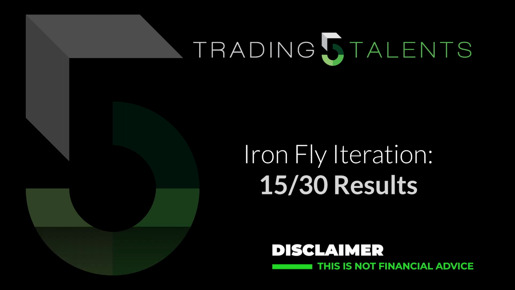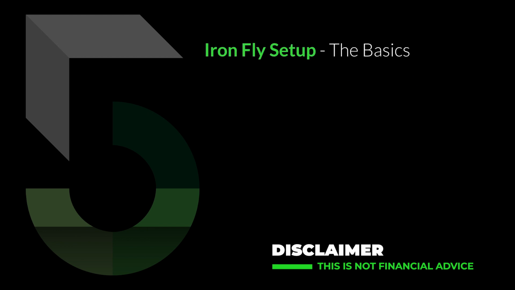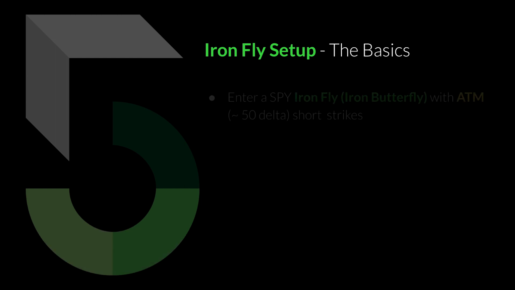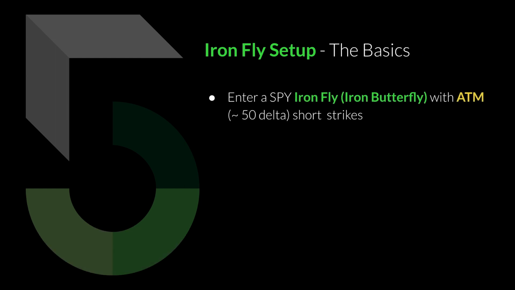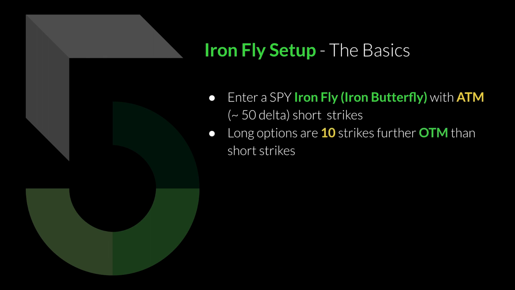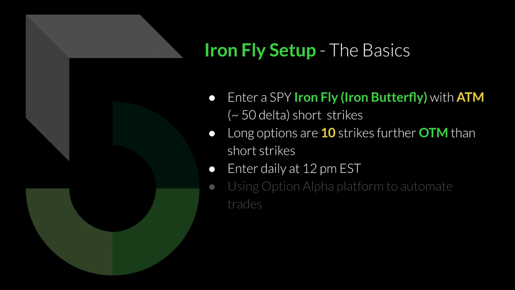In this video, I want to go over the profit and loss results using the 1530 Ironfly iterations. Just as a quick review, each market day I'm entering an at-the-money Ironfly using SPY, a 10 strike wide Ironfly, and I'm entering every day at noon Eastern Time. I'm also using the Option Alpha platform to automate all of these trades for this testing.